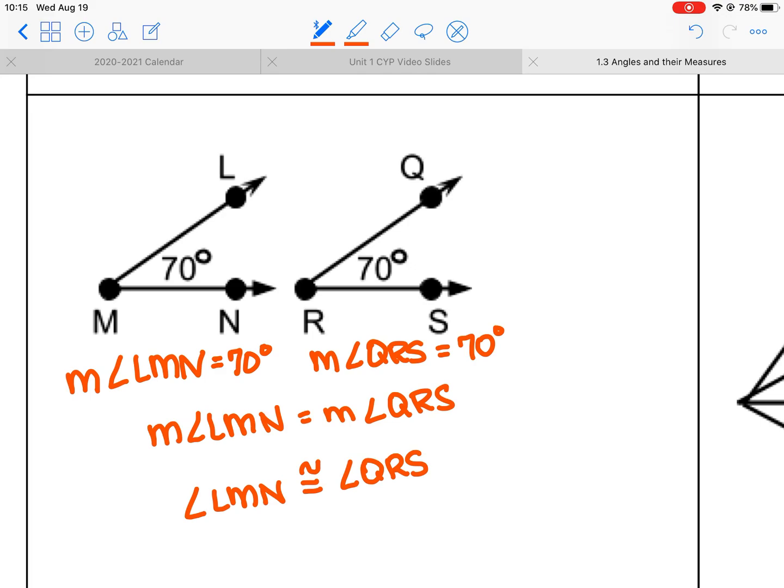Their measures are equal, the angles are congruent. So those symbols in that notation have to match up. The measures go with the equal sign, the regular angles go with the congruent symbol.